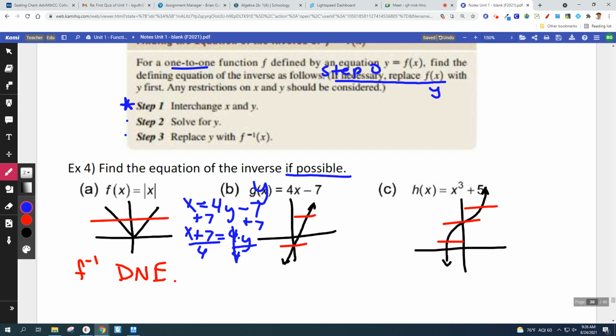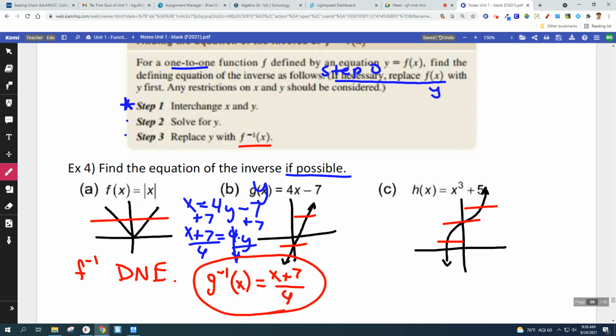That's basically my answer. I'm going to replace the y with my function notation. Now notice it wasn't f, it was g. So I'm going to say g inverse of x equals x plus 7 over 4. That's my inverse. Okay. So, sometimes you can just tell. Look at the original equation, had a times 4 and a minus 7, and see how my answer has a plus 7 and a divide by 4. You can see how those operations are going to cancel each other out. Now, sometimes you won't be able to see it, but this time you can.